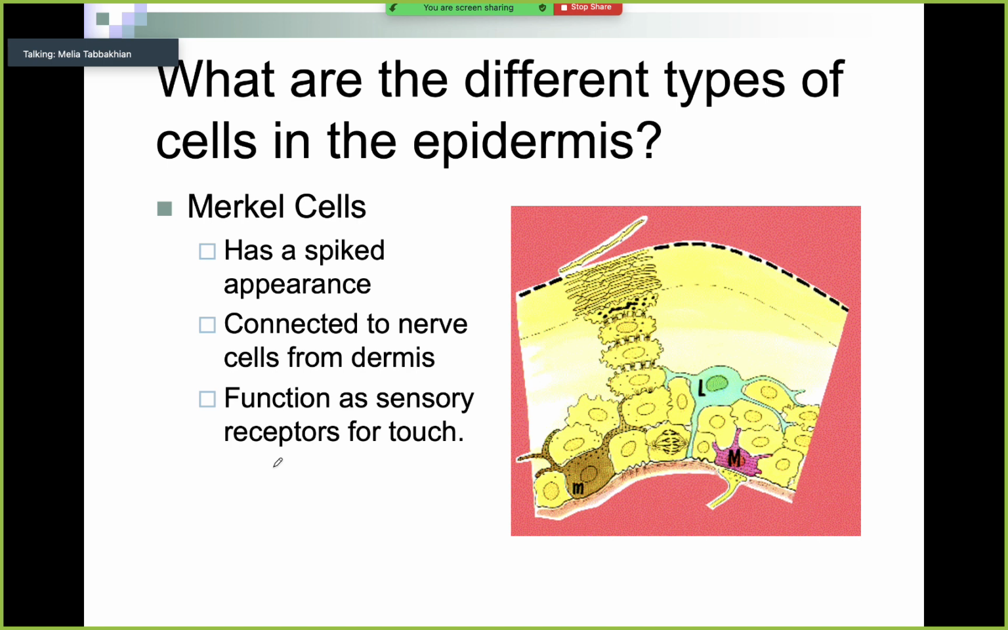And then the fourth cell is the Merkel cell. I did say that this one was found in the stratum basale, and it's because it has to connect to a neuron. And those neurons are going to be found in the dermis, underneath the epidermis. So they have to connect to the Merkel cell from that basement region. The point of a Merkel cell is it has these spikes, and it's there to sense pressure changes, and it feels changes in touch all over.